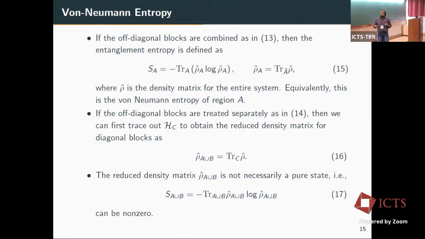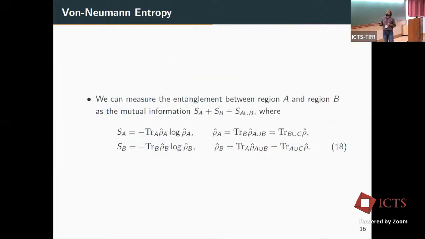If we treat the off-diagonal blocks separately, then we first have to trace over the degrees of freedom associated to the Hilbert space C. We will get a reduced density matrix on the region AB like this. The reduced density matrix rho AB then necessarily will not be in a pure state, and the value of the entropy SAB computed like this will be non-zero. A good measure of the entanglement between sector A and sector B in that case would be the mutual information, which is SA plus SB minus SAB, with SA and SB computed by taking appropriate traces.